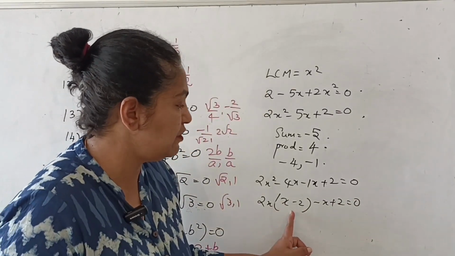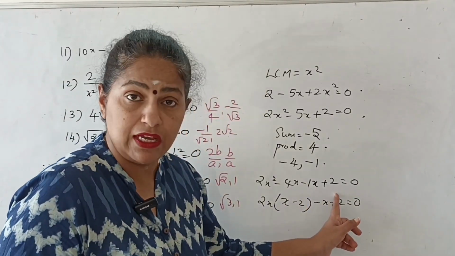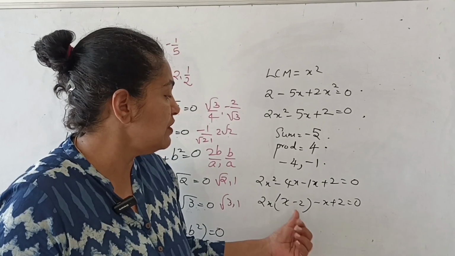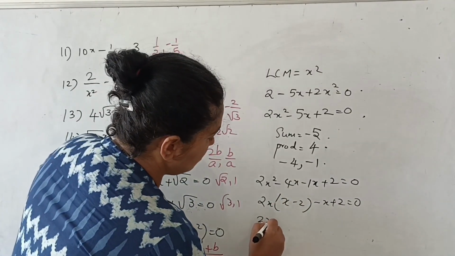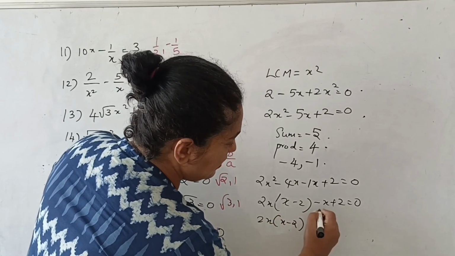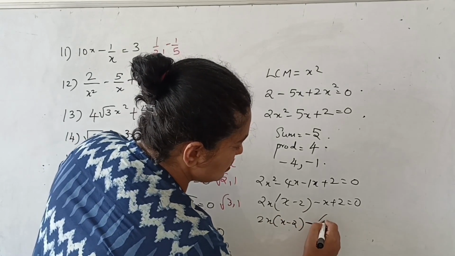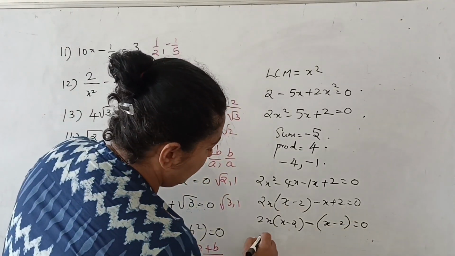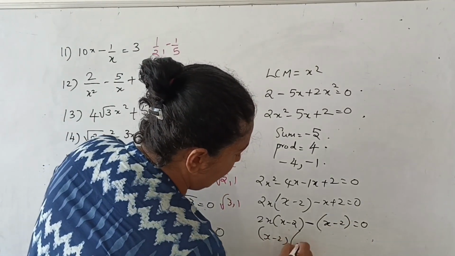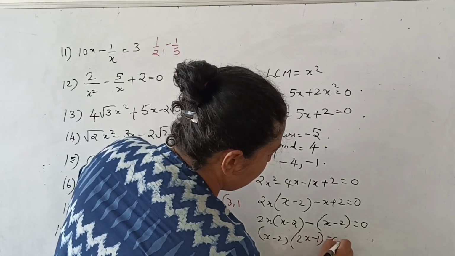Now you have an x minus 2 here. There is nothing common in the last two terms also. I need to get something common in these two terms. You can see that if you are rearranging this, taking a minus sign outside, you will get x minus 2. Okay, so x minus 2 is common and you have 2x minus 1.